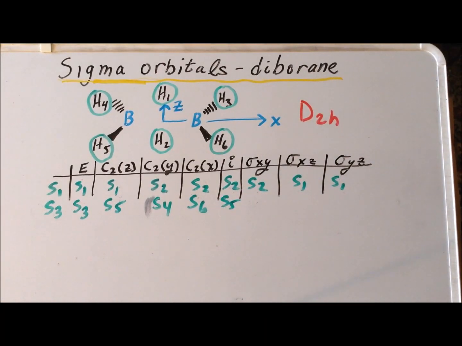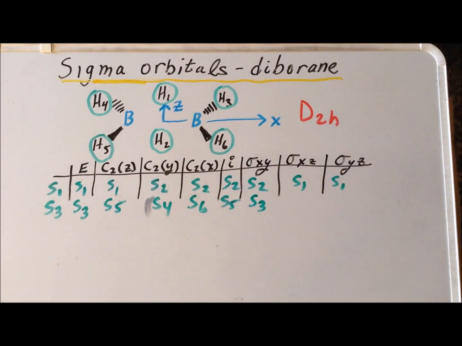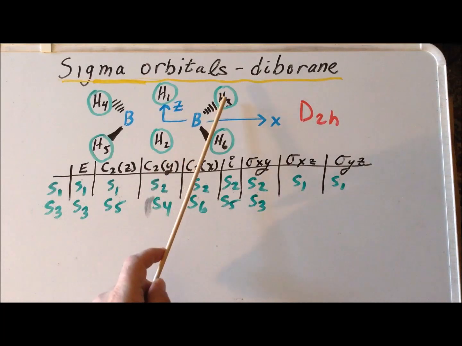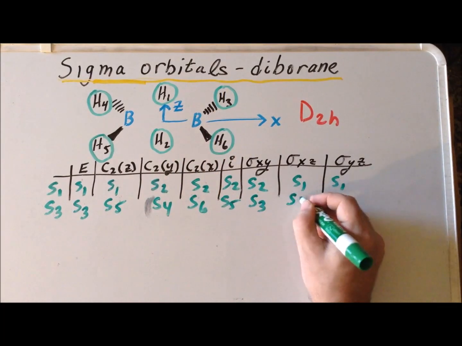Now the xy plane is the plane that H3, H4, H5, and H6 are all in. Since they're in that particular plane, S3 will stay as S3. Now for the xz plane, that's the plane of the whiteboard. So that would reflect H3 to H6, so that's S3 to S6.